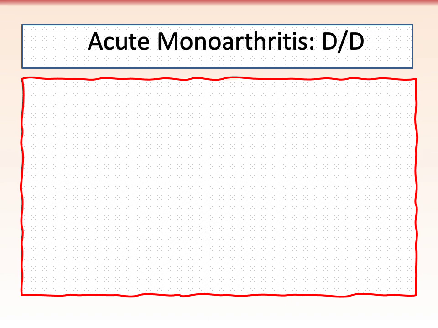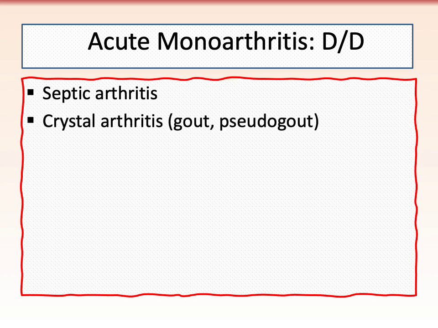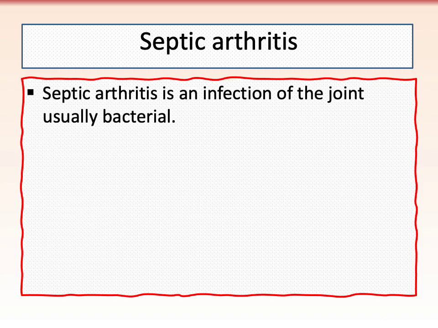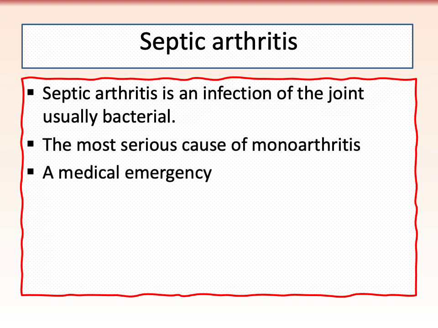Differential diagnoses of acute monoarthritis include septic arthritis, crystal arthritis, hemarthrosis, reactive arthritis, monoarticular presentation of inflammatory arthritis, and traumatic hemorrhagic synovitis. Septic arthritis is an infection of the joint, usually bacterial. It's a medical emergency with a mortality of 10 to 15%.